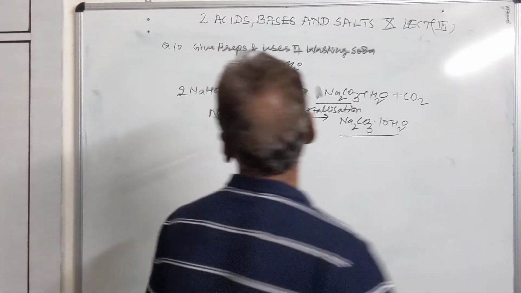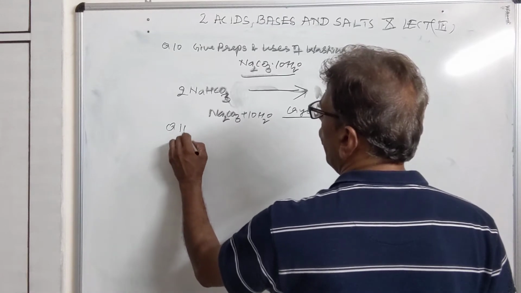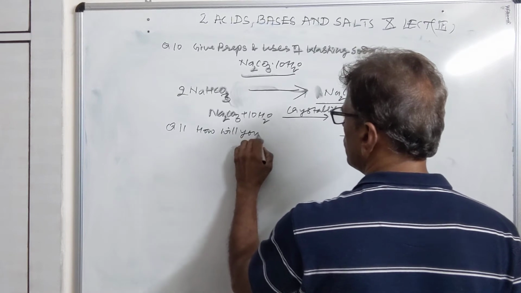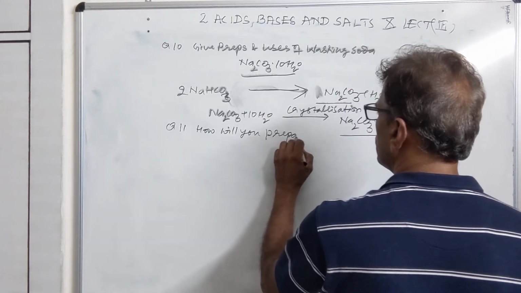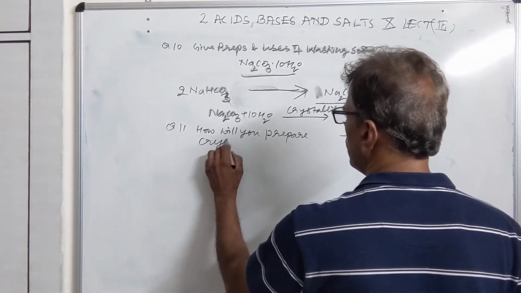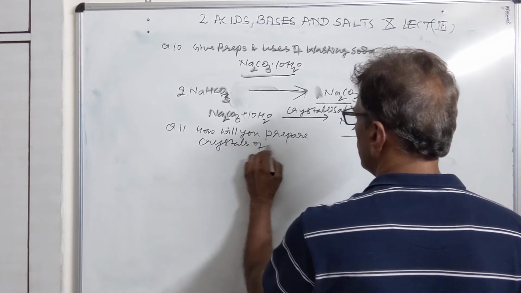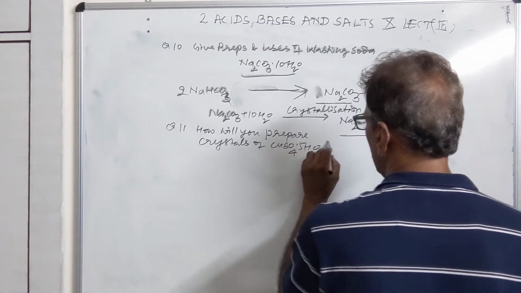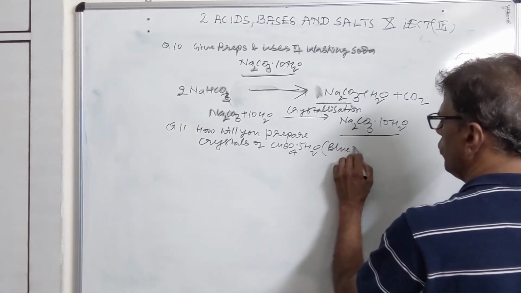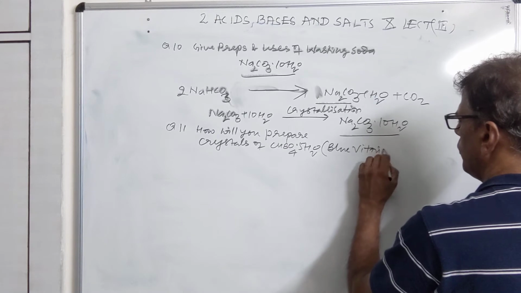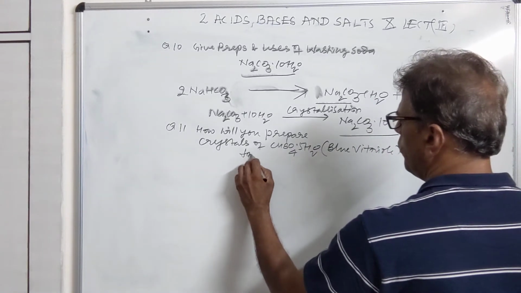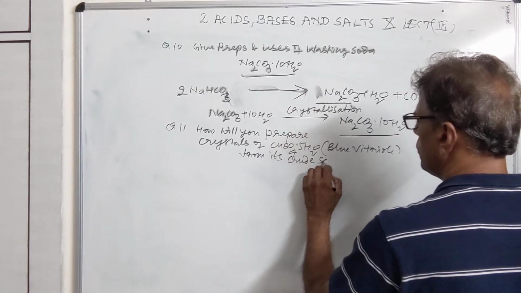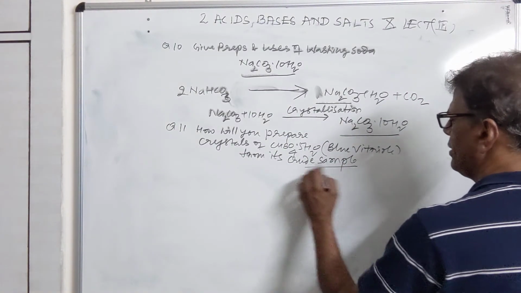Now we have the next question. How will you prepare crystals of blue vitriol, CuSO4·5H2O, from its crude sample? So what is done in this case?